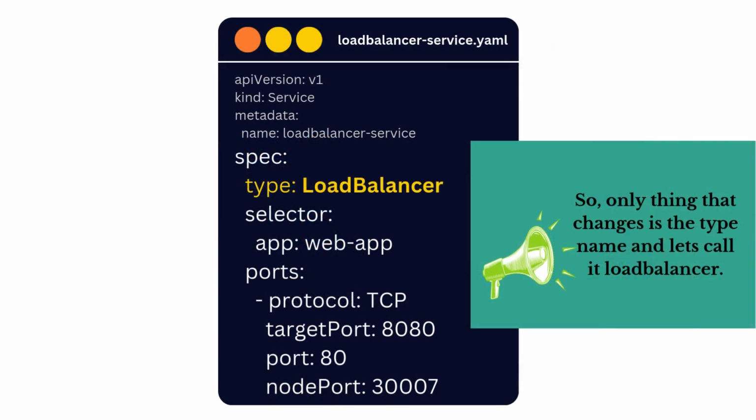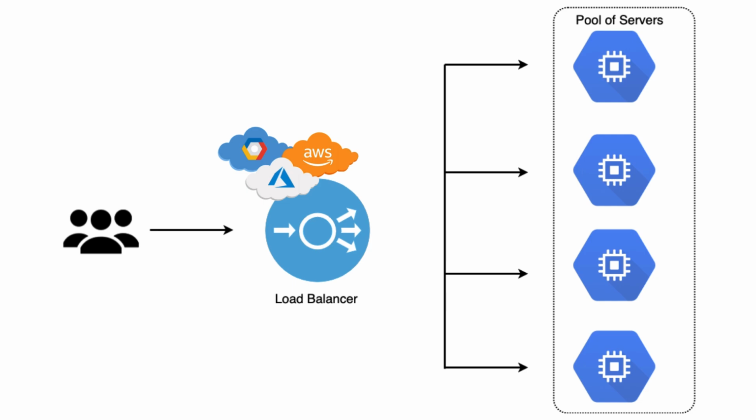Let's look at the YAML file. So, the only thing that changes in the YAML is the type name, and we call it LoadBalancer. When deployed in a cloud environment, this service type provisions an external load balancer to distribute incoming traffic to the appropriate pods through the node's IP address. External users connect via the load balancer's IP, simplifying traffic management.